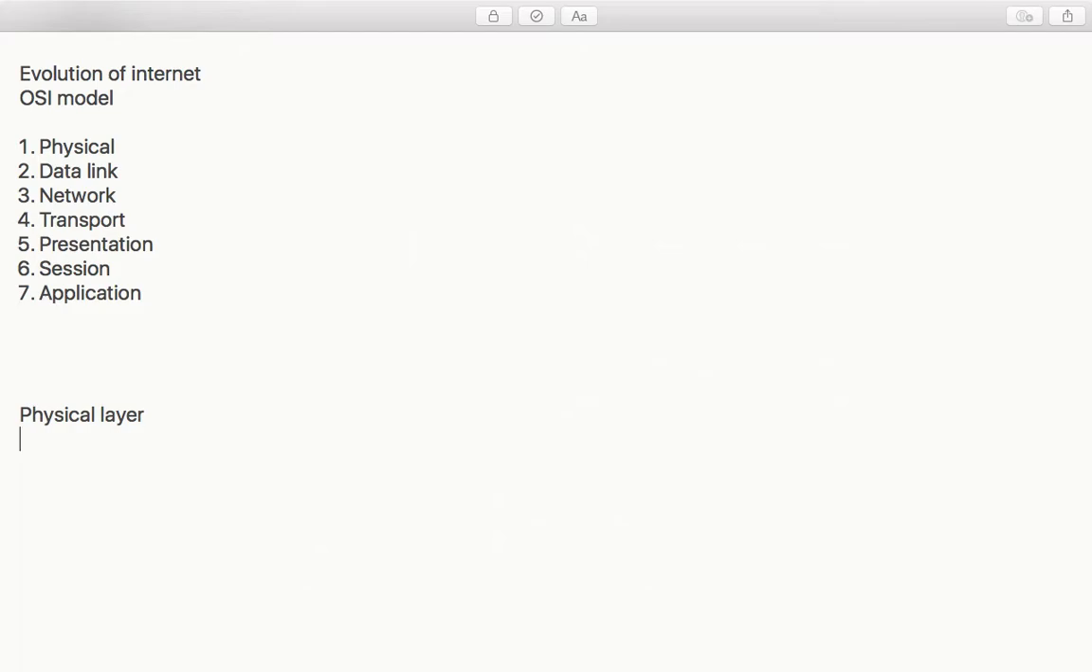the type of cable we are using, whether you are using a twisted pair cable, and in twisted pair you have so many categories, and what the data rate of that cable is. All these things will be considered in your physical layer.